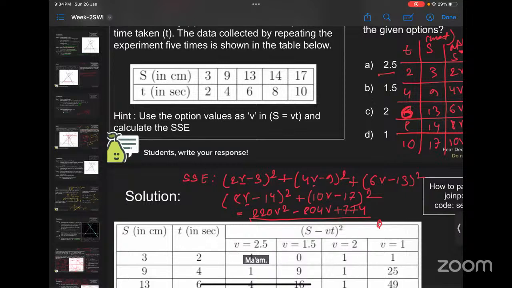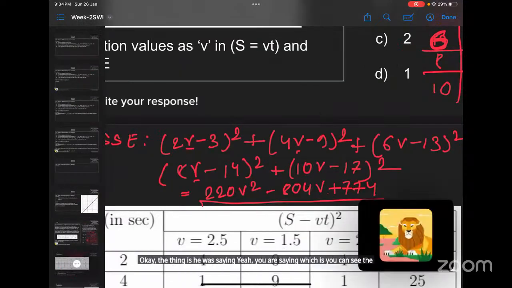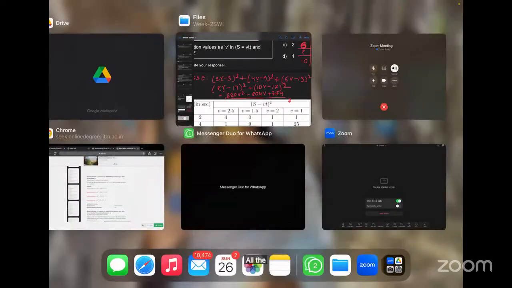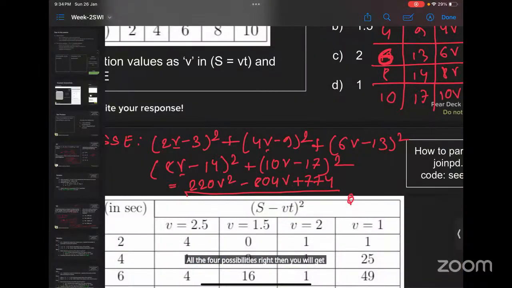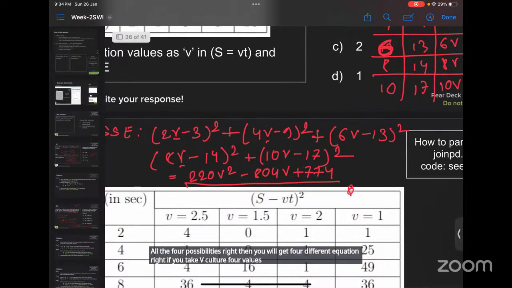Ma'am, can you explain what the person was saying? We have to take the 4 values of t, like we have to make a table. He was saying the same actually. That means you can take v equals all the 4 possibilities, right? Then for different v, you will get 4 different equations.